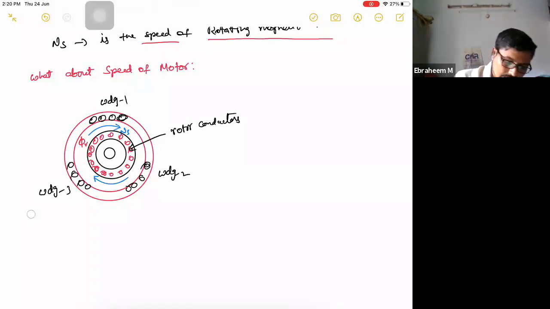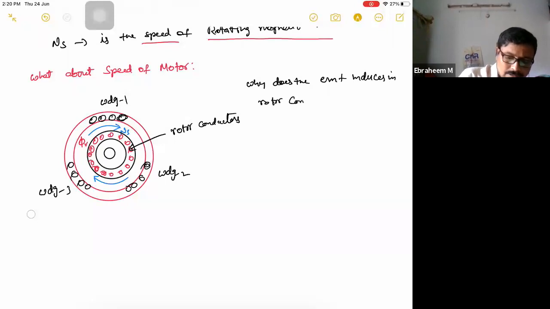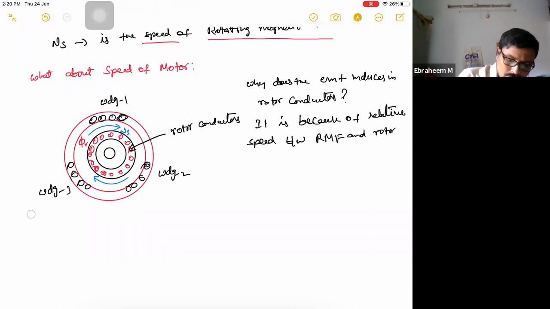So why does the EMF induce in the rotor conductors? Why does EMF induce in rotor conductors? It is because of the relative speed between the rotating magnetic field and rotor conductors.